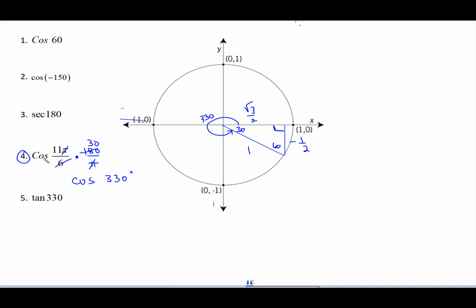And then what are we finding? We are finding cosine. Cosine is adjacent over hypotenuse. So what's adjacent to this angle right here? Rad 3 over 2 over 1, which is our hypotenuse. So we end up with rad 3 over 2. Like I said, the coordinates right here: x is rad 3 over 2, y is negative 1/2. And you notice cosine is represented by the x coordinate. So rad 3 over 2 was our answer. Let's take a look at the next one.